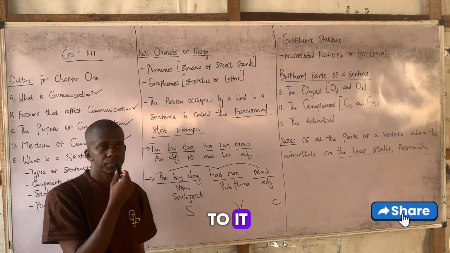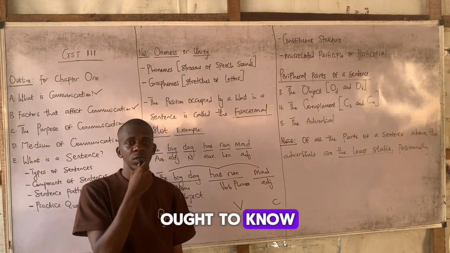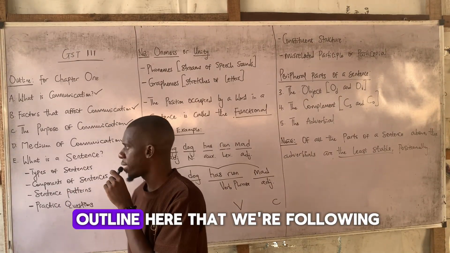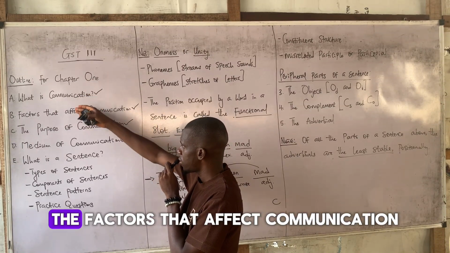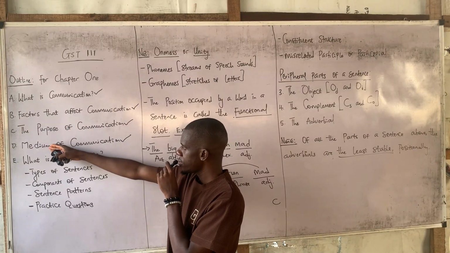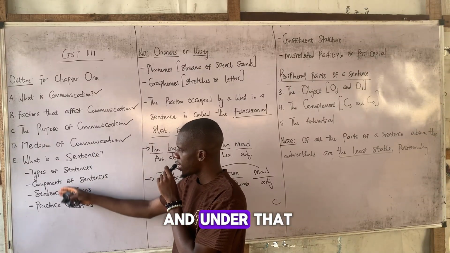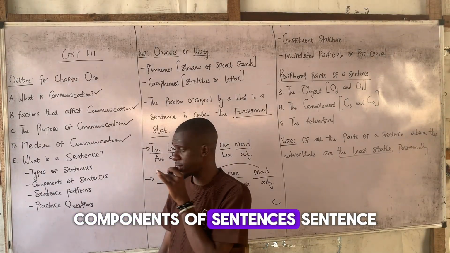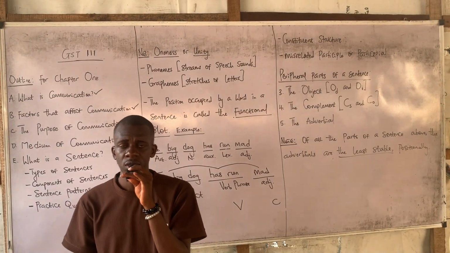Now let's get right to it. In GST 111, the first thing you ought to know is communication in English. Now we have an outline here that we're following for chapter 1. What is communication? The factors that affect communication, the purpose of communication, the medium of communication, what is a sentence, and under that we're going to look at the types of sentences, components of sentences, sentence patterns, and lastly we're going to treat practice questions. So let's go.